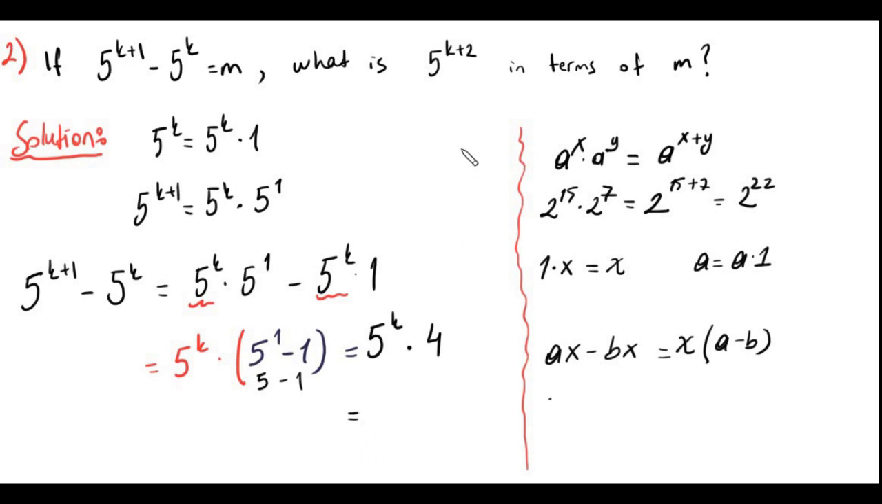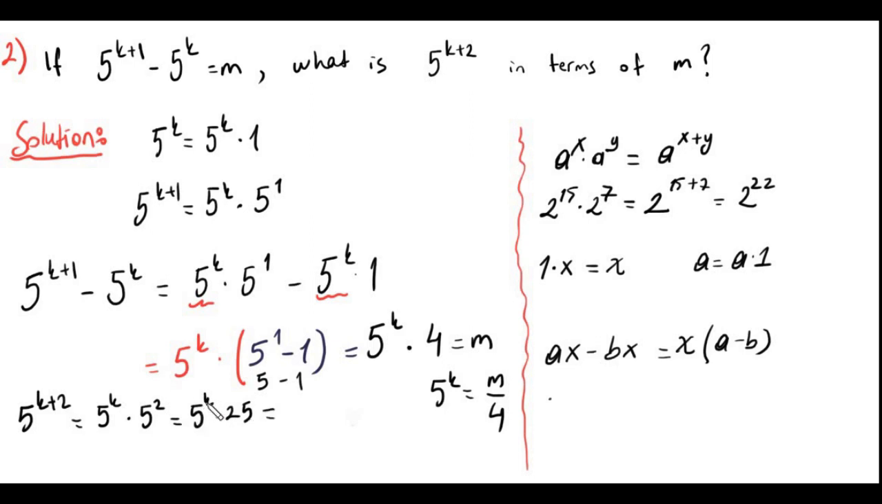Alright, so the question is 5 to the power of k plus 2 in terms of m. So this is equal to m actually. 5 to the power of k times 4 is equal to m. Alright, so I can write 5 to the power of k plus 2 as 5 to the power of k times 5 to the power of 2, which is 5 to the power of k times 25. And here I can replace 5 to the power of k with m over 4, because you see, 5 to the power of k times 4 is equal to m. So I can write here 5 to the power of k is equal to m over 4.